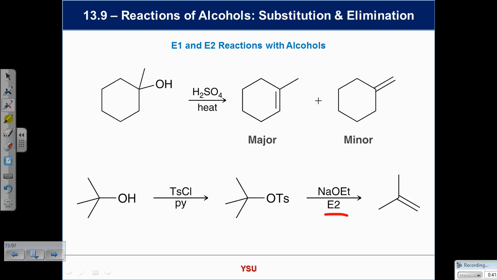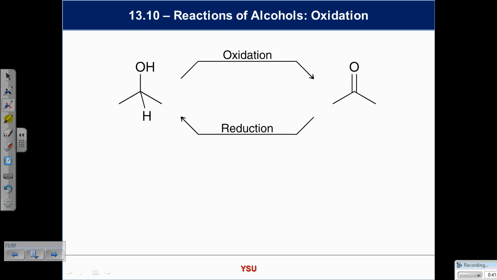And let's say you didn't want to take off the Zaitsev proton. You wanted to take off a proton from a less crowded place. What would you use instead? T-butoxide, right? So those are useful devices that we had from last term to be able to do this synthesis. Big deal synthesis this year. Have to be able to do it.